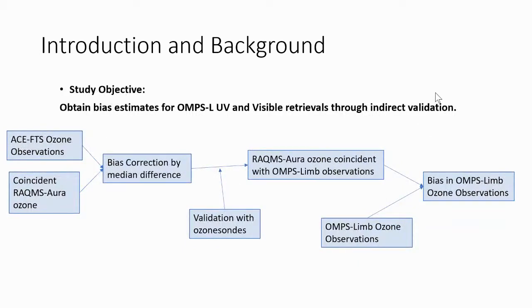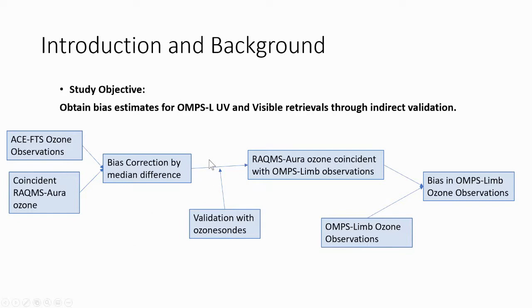So what we're doing is obtaining a bias estimate for the OMPS UV and visible retrievals through an indirect validation. This is different from the more traditional validation scheme where you need two observations that are occurring within a set time and distance from each other. Here we are taking observations from the ACE-FTS solar occultation instrument, finding coincidences within our RAQMS Aura model, and developing a bias correction that is the median difference.